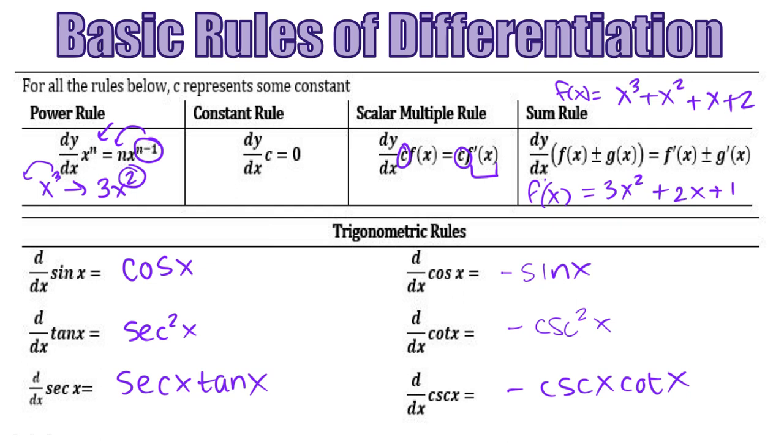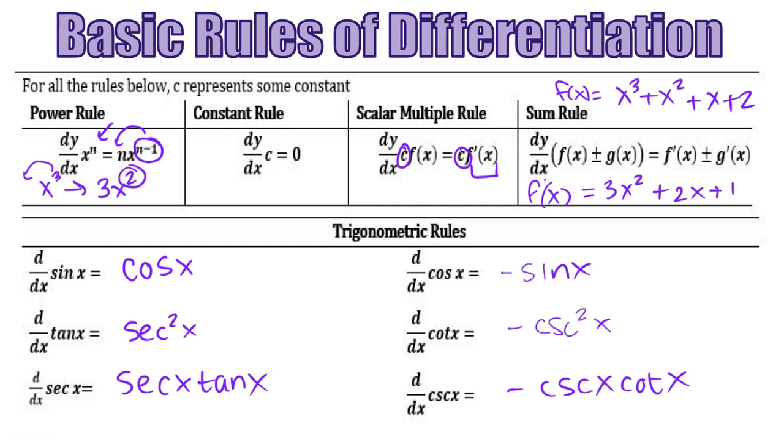Now for the trig rules, all of these rules you do have to have memorized. For the trig rules, the derivative of sine of x is cosine of x. The derivative of cosine of x is negative sine. The derivative of tangent of x is secant squared of x, and the derivative of cotangent of x is negative cosecant squared of x. The derivative of secant of x is secant x tangent x, and the derivative of cosecant of x is negative cosecant x cotangent x.